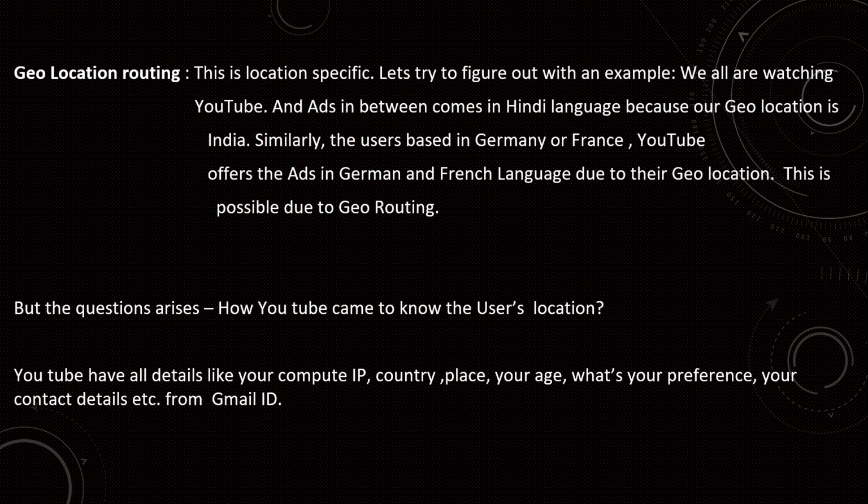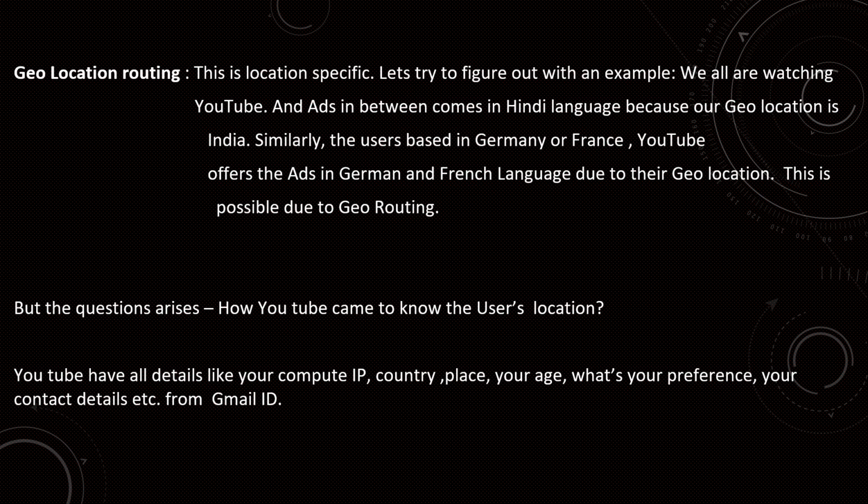But the question arises: how does YouTube come to know that a particular user's location is India, the US, Germany, or France? YouTube has all the details like your computer IP, your computer MAC address, your country name, your area, your age, in fact, your preferences, your contact details, etc. So Google or YouTube has all the details you have in real.